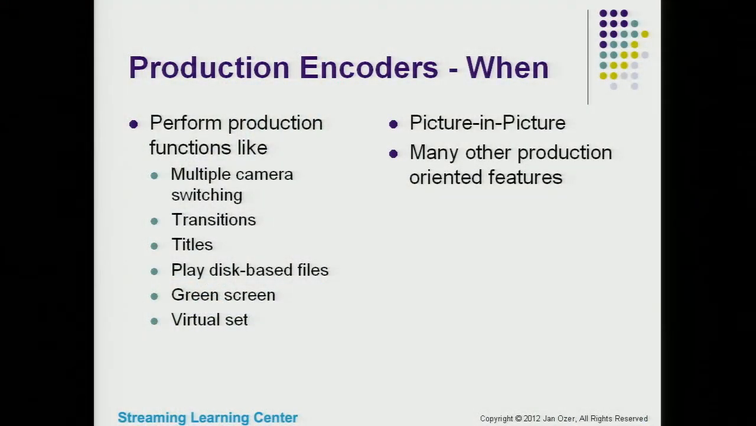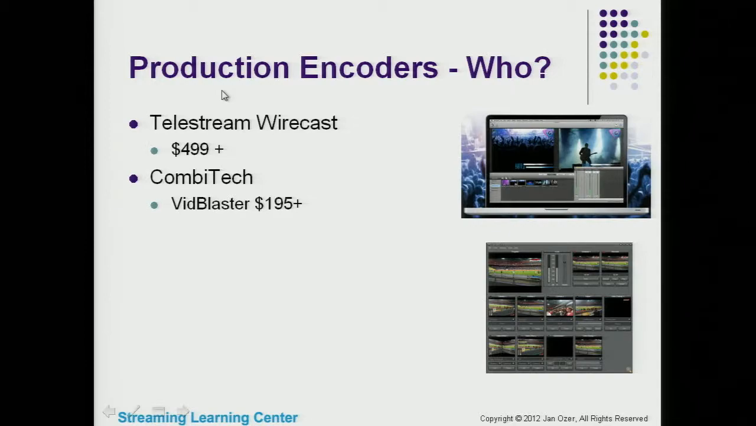And then production encoders, this is the Wirecast and VidBlaster category. You don't want to spring $5,000 to $15,000 for a TriCaster, but you want to switch multiple cameras. You want to insert transitions between your switches. You want titles. You want to play on-demand files, picture-in-picture type capabilities. These are the products that you can get that with. This is Telestream Wirecast. Starts at $499, available on Mac and Windows. And this is VidBlaster from Combitech. Starts at $195, but ends up in the $1,200 price range for a pretty functional product.